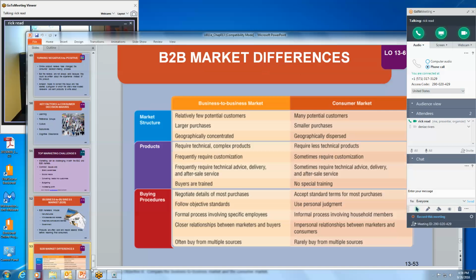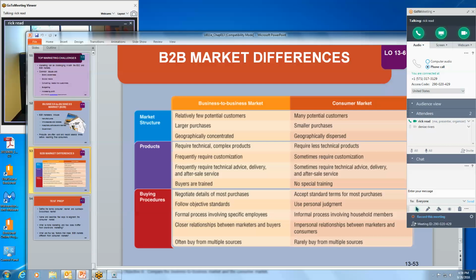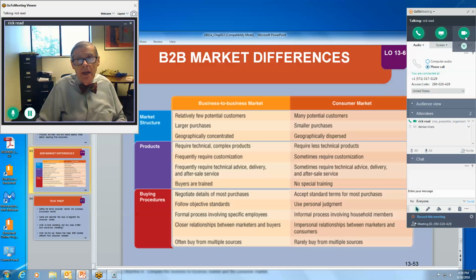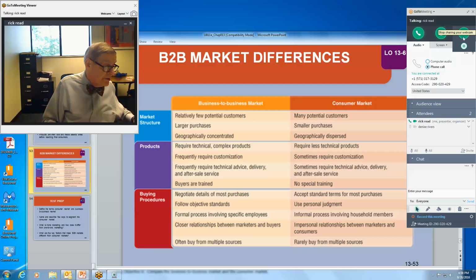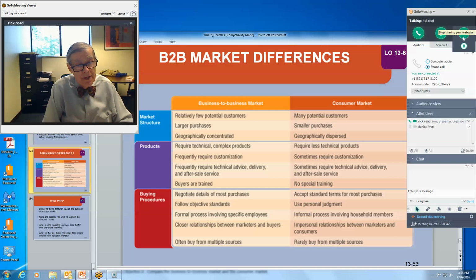Now, this particular slide gives us an idea of the differences between business-to-business marketing and the consumer market. And you can see this graphically displayed in your text, figure 13.7 at the top of page 381. I'm not going to spend a lot of time on this, but there are a couple of things I think that stand out. When you're in the business-to-business market, the norm is large purchases.